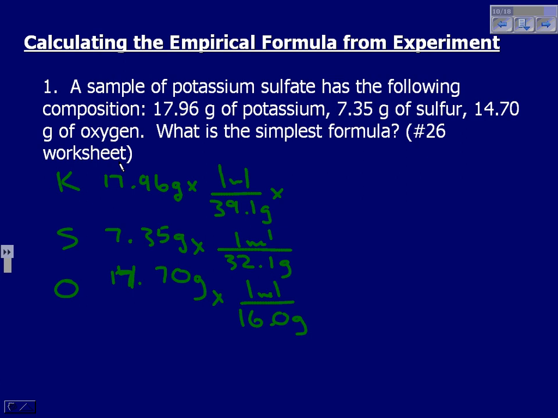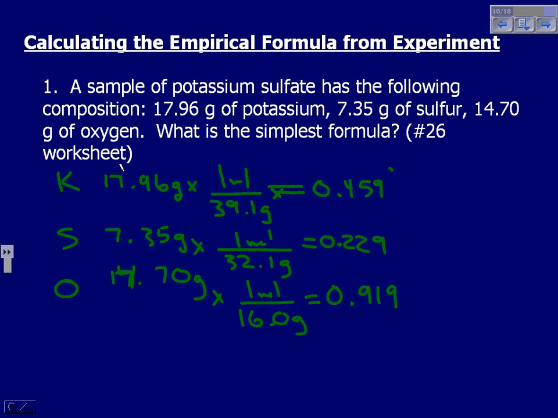Let's get the mole ratio. 17.96 divided by 39.1 equals 0.459. 7.35 divided by 32.1 equals 0.229. 14.7 divided by 16 equals 0.919.